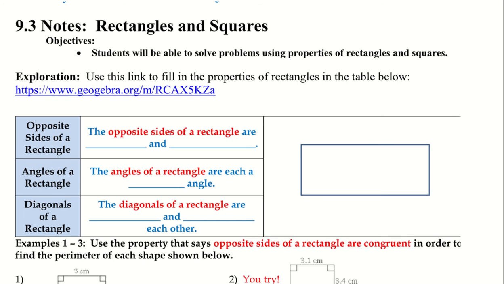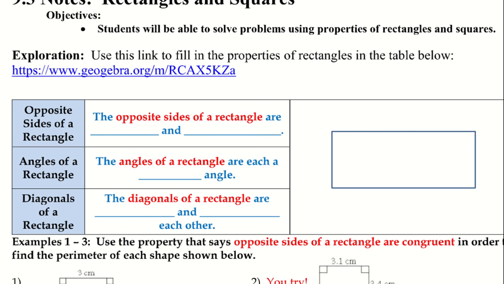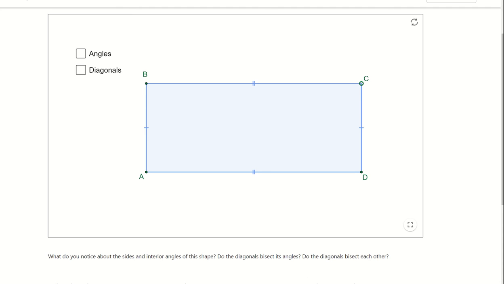Hello, we'll be doing the 9.3 notes today, rectangles and squares. Students will be able to solve problems using properties of rectangles and squares. Let's go ahead and go to this GeoGebra activity to fill in the properties of a rectangle. Let's check that out.